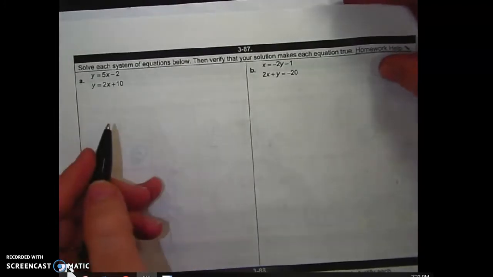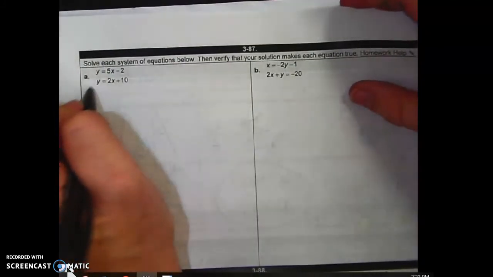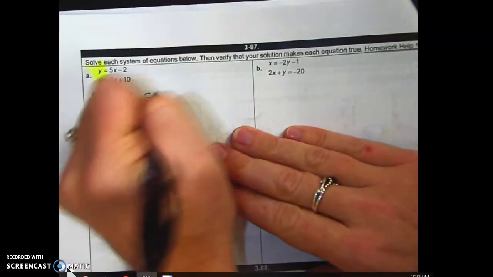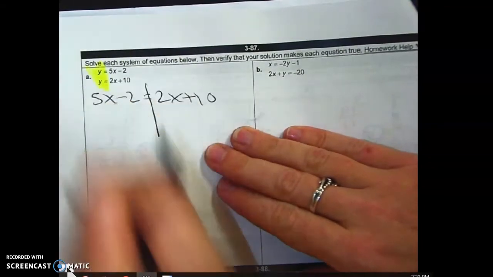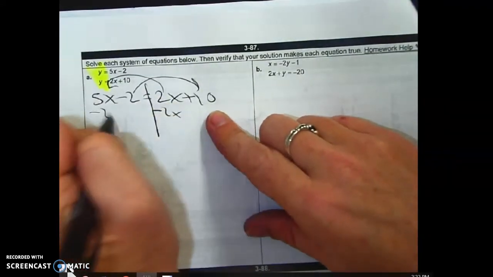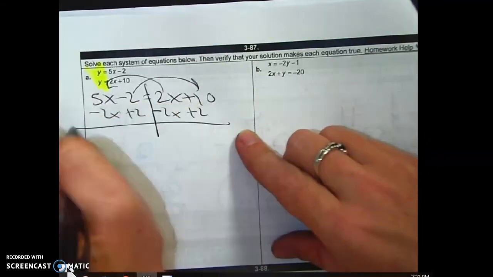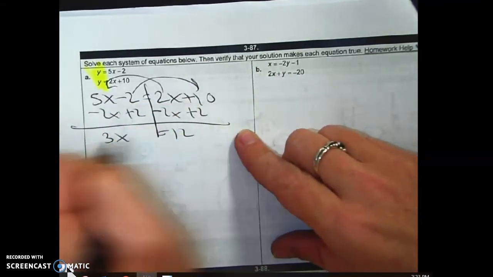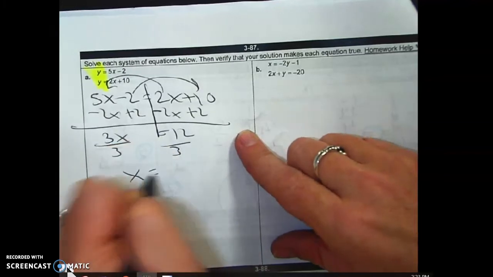Okay, solve each of them. If they both say y equals, just set them equal to each other. 5x minus 2 equals 2x plus 10. Draw your line. Move this over here, move that over there. Divide by 3. X equals 4.